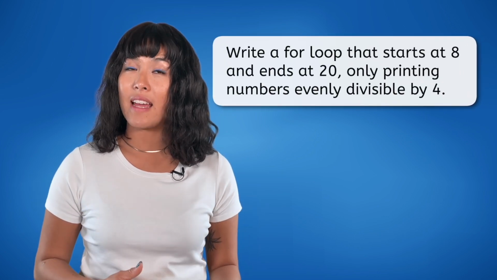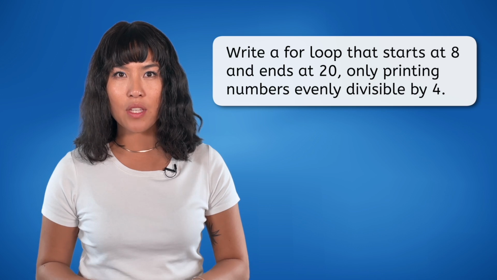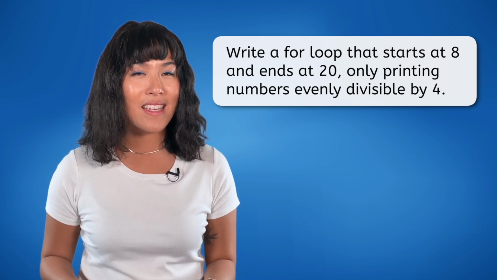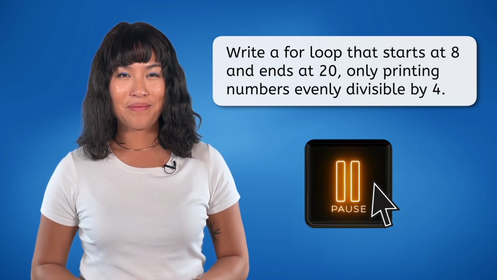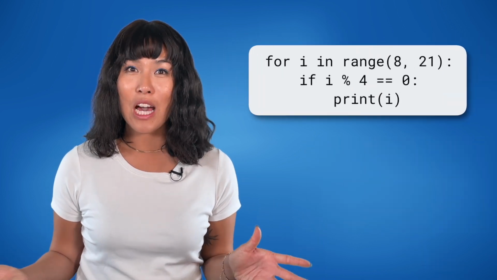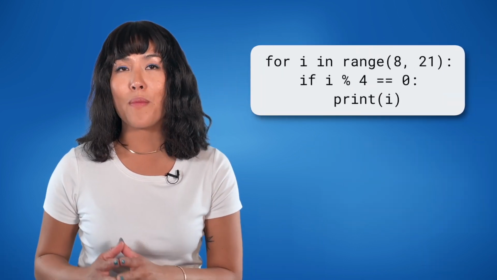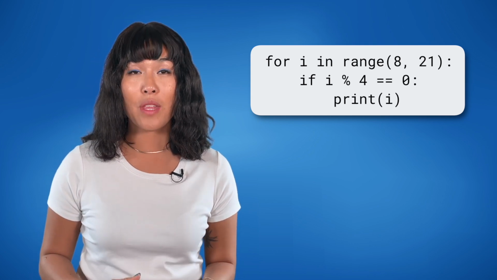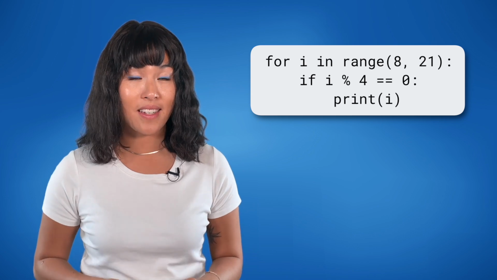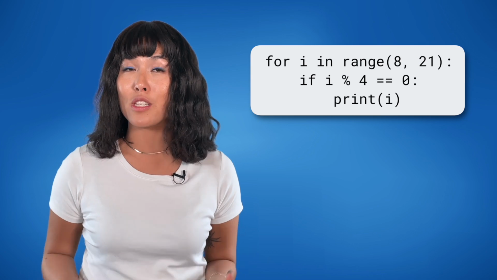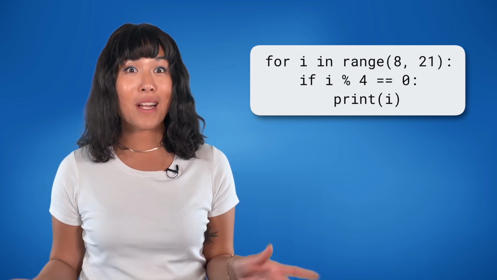Now it's your turn. Can you write a for loop that starts at 8 and ends at 20, only printing out the numbers that are evenly divisible by 4? Pause the video here and try this on your guided notes sheet. Let's check your work. We start with a for loop with range(8, 21). Remember, this second parameter is exclusive, so we enter a value that is one more than where we want to end. Then, inside the loop, we use the modulo operator to check if the number is divisible by 4. If it is, we print it.